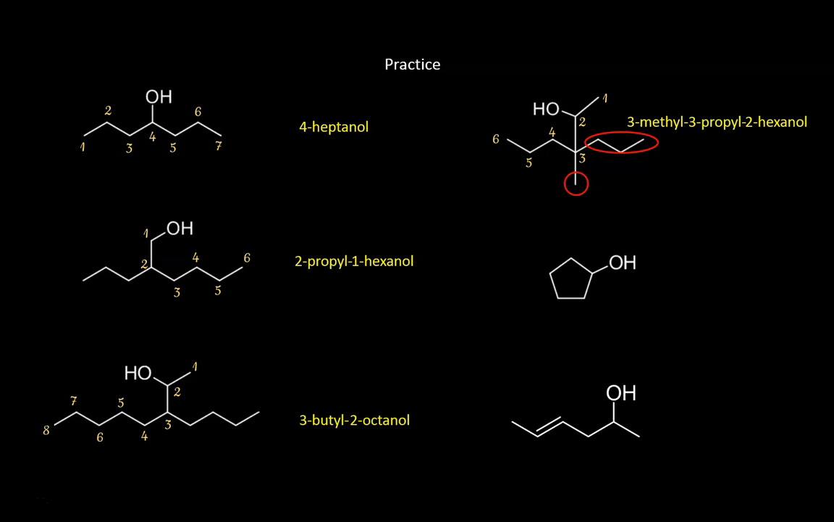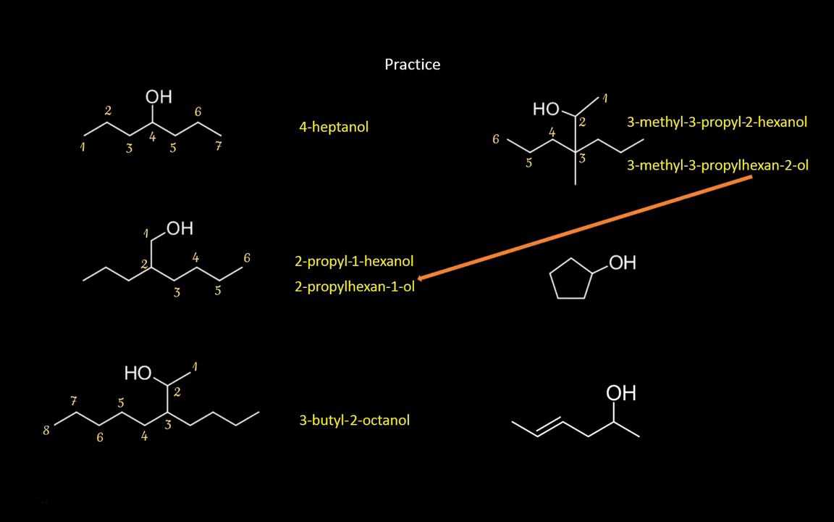Remember from previous lessons that the 2-hexanol can also split up and be written as hexan-2-ol. Although the first name is acceptable, IUPAC has a preference for this method. In the same way, this name can be written as 2-propyl-hexan-1-ol. The bottom one can be written as 3-butyl-octan-2-ol. From the lesson on cycloalkanes, this is cyclopentane.